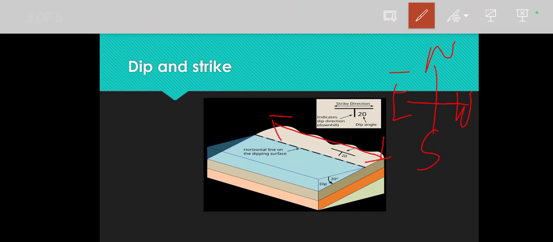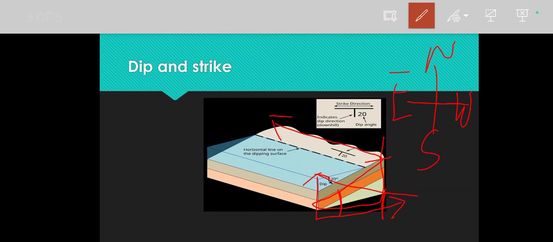Now I have to reiterate that the dip is always measured in the vertical plane, and this is your vertical plane, and dip is always measured in this plane. It can be here, like this is also a vertical plane, this is also the amount of dip, and this is also the amount of dip. So I think you all have clarity on what is dip and what is strike.